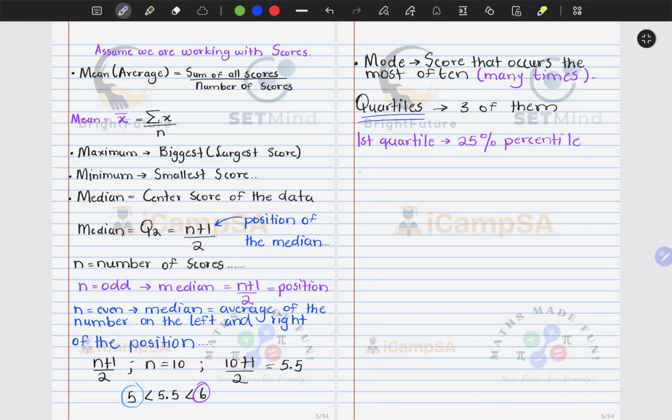And we have what we call the second quartile. So this one, we call it Q1. And then we have the second quartile, and this is what we call the 50th percentile. And this we will call Q2. And this here is also known as your median.